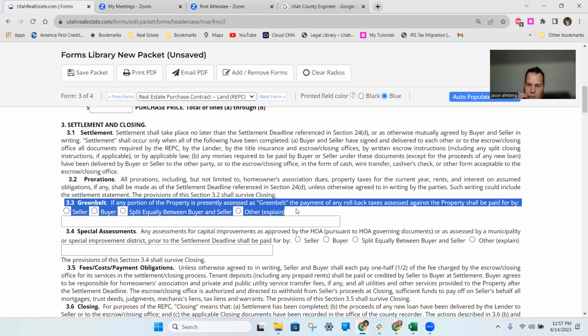So what it really means, in layman's terms, is if they decide to take it out of greenbelt, then they would be responsible for that going forward. Yep. So I clicked on there that the buyer would pay for that, because if they decide to take it out of greenbelt, like when they build on it, then they will be responsible for those taxes. Yep, they'll be held responsible for it. But if they keep it in greenbelt, there won't be.